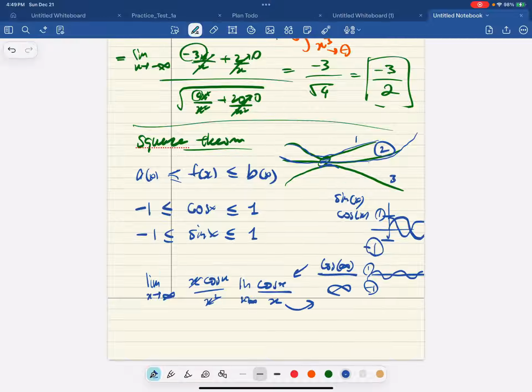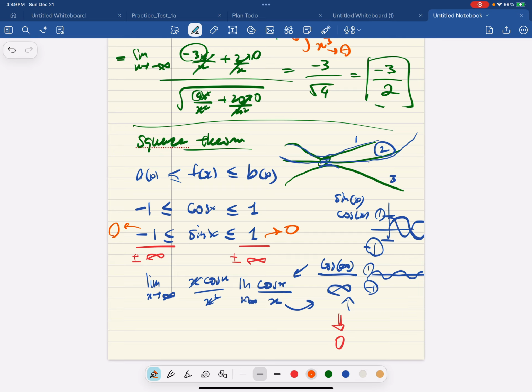What happens when cos of something is divided by a very big number? We can use the squeeze theorem to show our work that this actually becomes 0. The answer is 0. How do we show that? If you divide this by infinity or this by infinity, positive or minus does not matter. They will both give 0. This will give 0, that will also give 0.